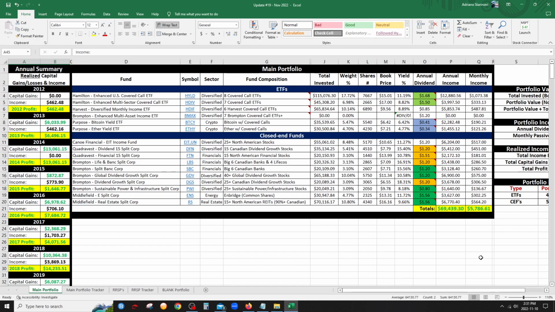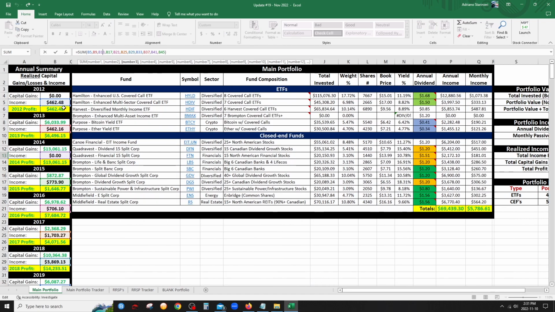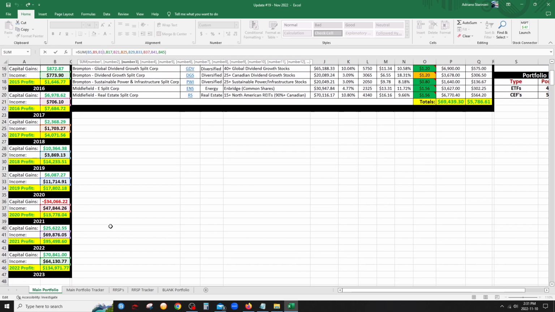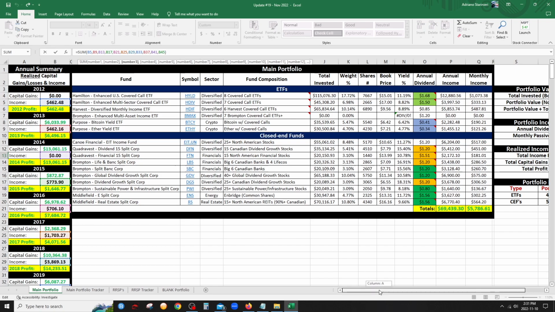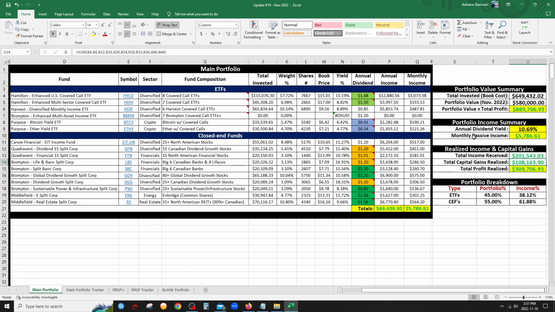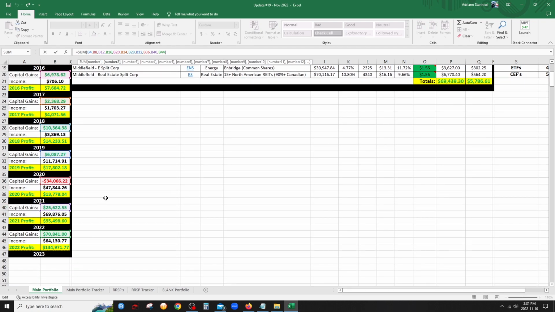So if you actually put total income received here, it's basically all the income from all the years. That's all it is. It's just an addition of all the passive income I received, and the total profit is going to be all the boxes of the capital gains. So that's basically what I do. So that's really what I track.